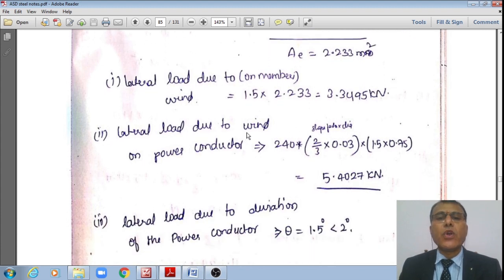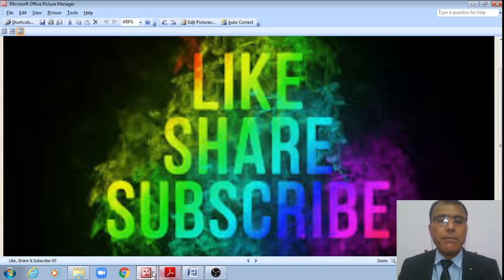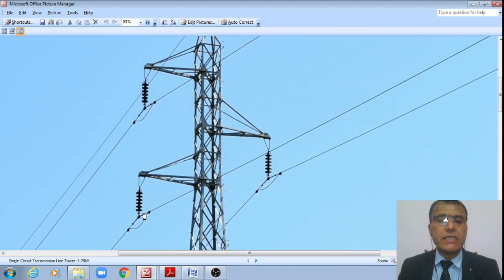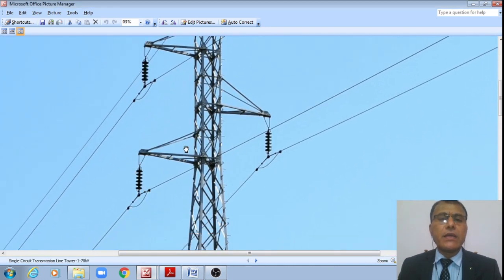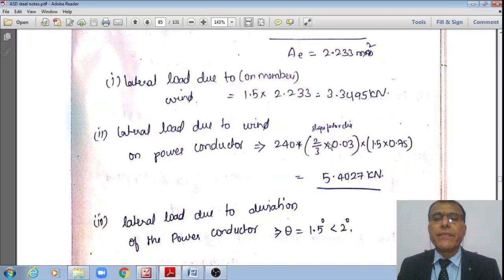And next, the lateral load due to wind on the power conductor is equal to 240 multiplied by, because here at this level the power connector is connected, student, like this. Therefore, at this level the power connector is connected. Now, so far you have seen these members, and also this power connector is connected. Therefore, on this power connector, whose length is equal to 240 meters, and the diameter of this power connector is 3 centimeter or 0.03, and its shape factor is equal to 2 by 3. Therefore, 2 by 3 multiplied by 0.03 multiplied by 1.5.